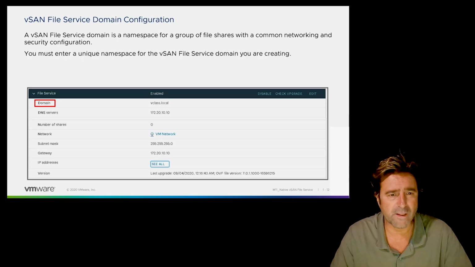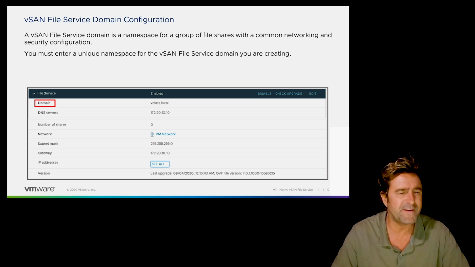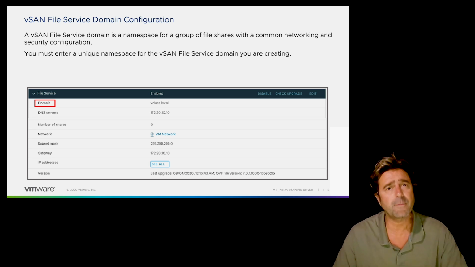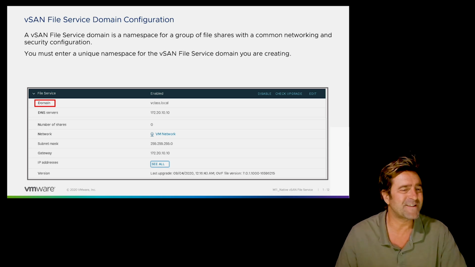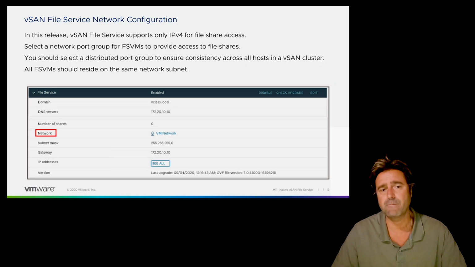One of the things that you need to specify is the name of what they call here the domain. This is your vSAN file service domain name. And notice at the very top of the page, it says a vSAN file service domain is a namespace for a group of file shares with a common networking and security configuration. So you just have to come up with some kind of name.